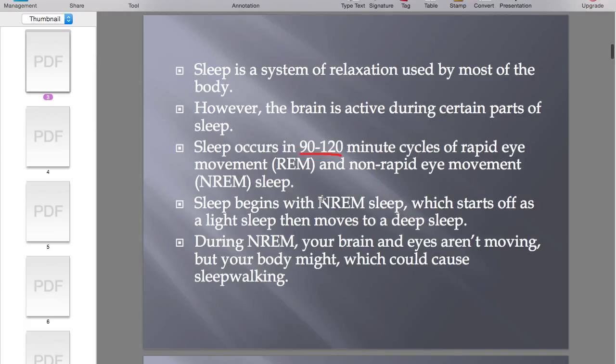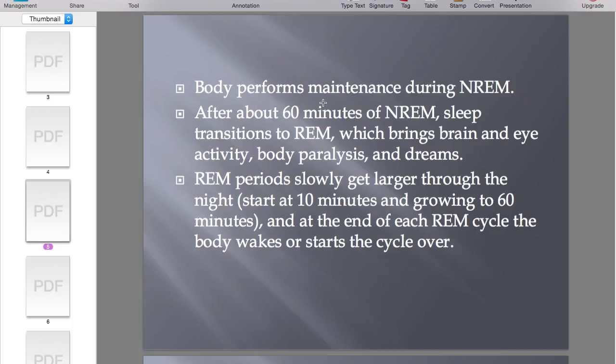So, sleep begins with the cycle of NREM sleep, which starts off as a light sleep and then moves to a deep sleep. During NREM, your brain and eyes aren't moving, but your body might, and so this is when sleepwalking occurs. And the body also performs maintenance, like it rebuilds muscle tissue and grows during our NREM. But after about 60 minutes of your body being in NREM, the sleep transitions to REM sleep, where your body is paralyzed, however your brain and eyes are active. And also, with your brain working, that's when you experience dreams.